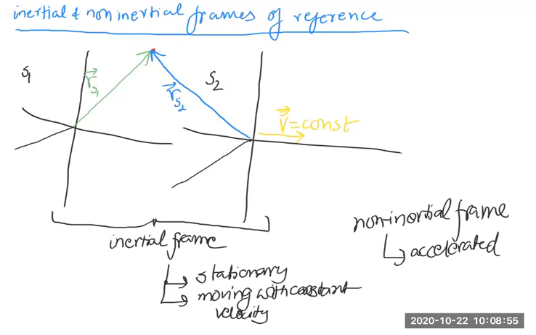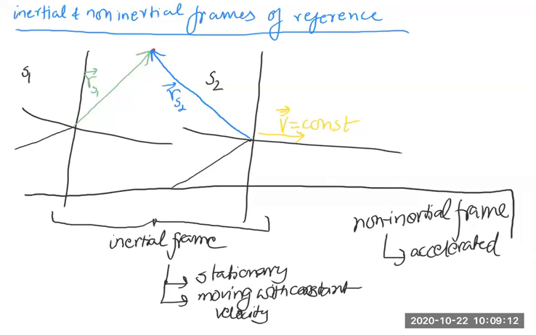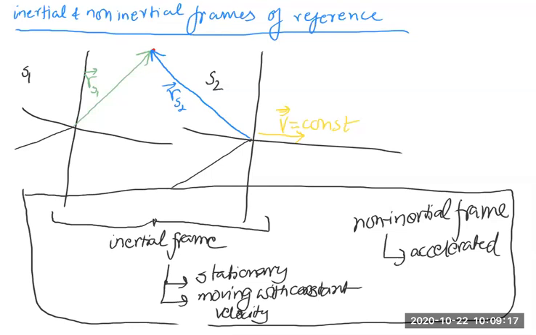A non-inertial frame is a frame which is accelerated. An inertial frame is a frame which is stationary or moving with constant velocity. Now, again, if I make this statement, what is the first question you should ask? With respect to what? Yes, good. So, stationary with respect to what? Moving with constant velocity with respect to what? And accelerated with respect to what?